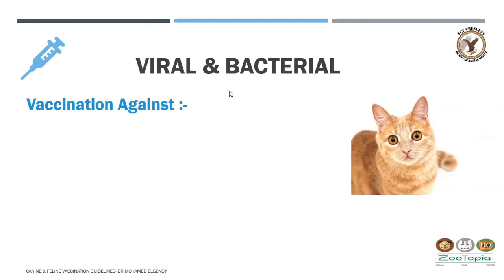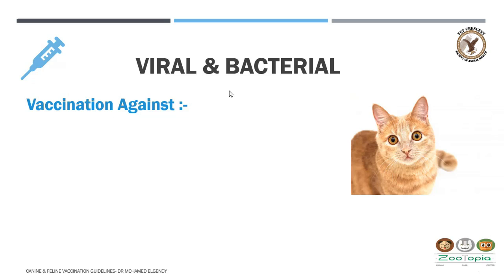The first one is the cat. Anyone who has a cat, the first thing that comes to his mind is, oh, I have to protect this cat from diseases, and I have to protect myself also if this cat has a problem. So the first thing the owner does is take the cat to the veterinarian, have it checked, and ask, hey doctor, what should I do to protect my cat and also protect myself? So we are going to answer this question through this session.